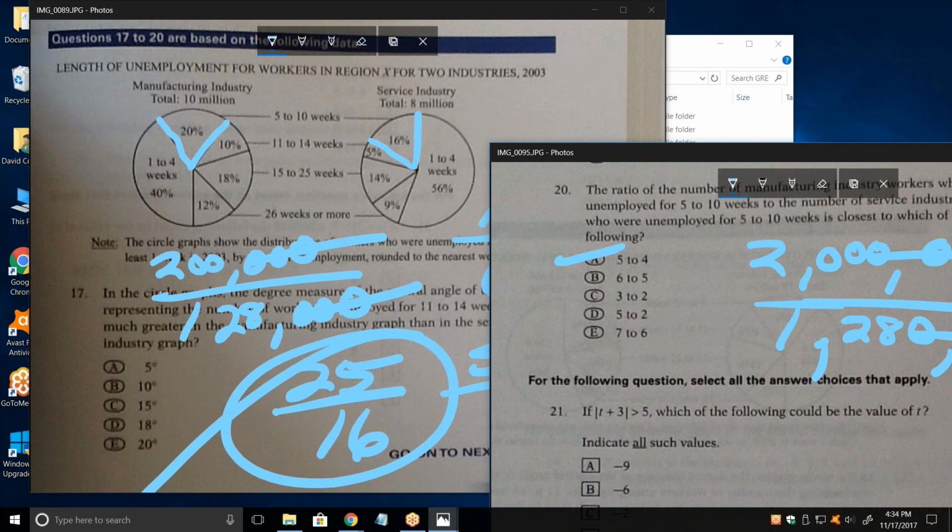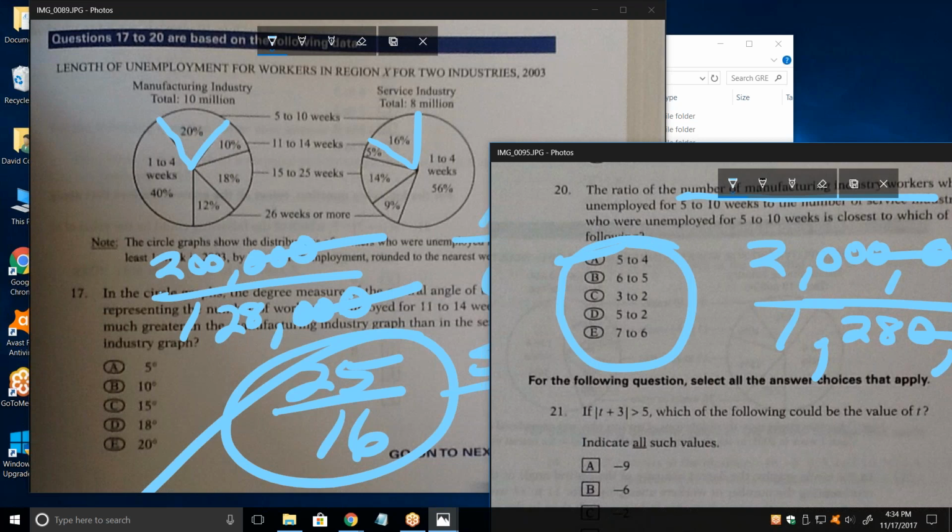And yet, that doesn't seem to me the right way to do this problem, because it says the number of manufacturing industry workers, which to me says 20% of 10 million. In other words, I'm not supposed to compare the percentages because the service industry only has 8 million people and the manufacturing industry has 10 million people. So comparing the absolute numbers of unemployed workers, it would be 2 million versus 1.28 million, which doesn't give me any of those answers.